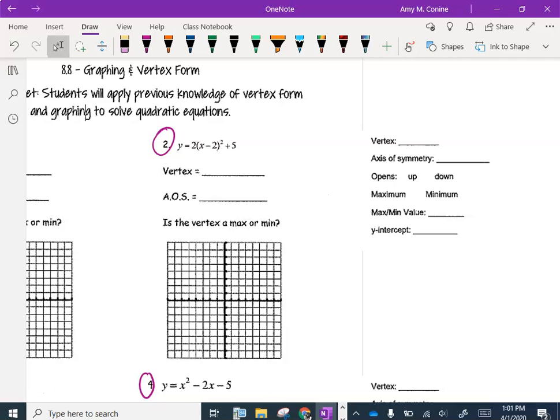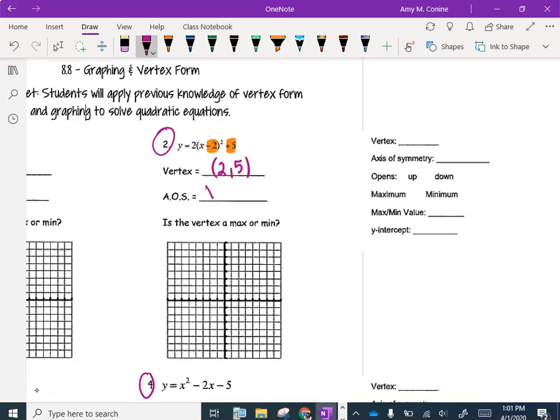So for number 2, we have y equals 2 times the quantity x minus 2 squared plus 5. So from our vertex form conversations, we can identify our vertex here, which are the h and our k. Okay, h and k here. Remember, it's always the opposite of what h actually is. So this is going to be 2, positive 5.